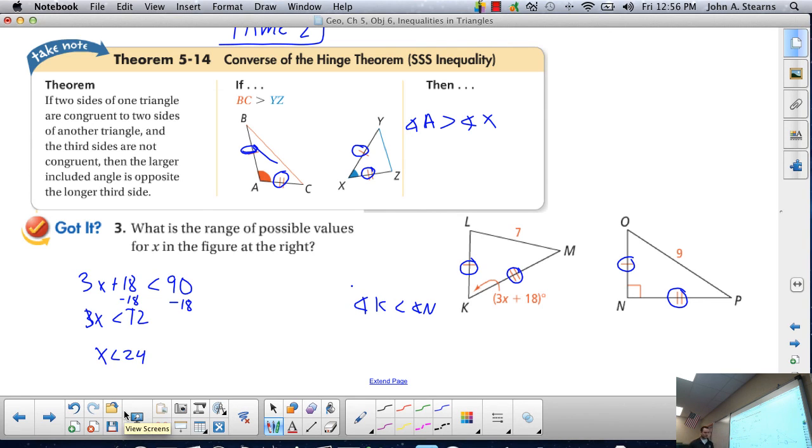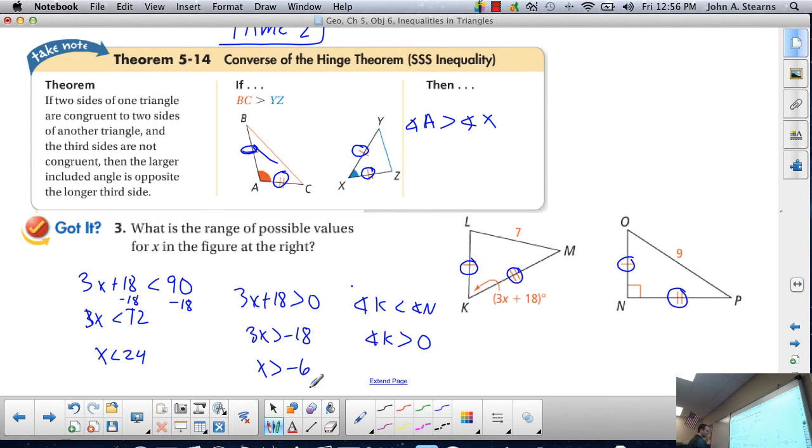Okay? We're looking for a range of values. We're not just going to say x is less than 24, because that would mean anything in the negatives could work, and we don't necessarily know if that can work. But angle measures have to have some value. So not only does angle K have to be less than angle N, angle K also has to be greater than 0. So we'll say that 3x plus 18 has to be greater than 0. Okay, if we subtract 18 from both sides in that case, we get 3x is greater than negative 18. Divide both sides by 3, and x is greater than negative 6.